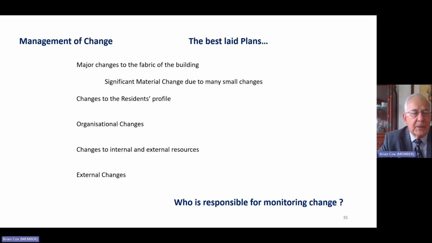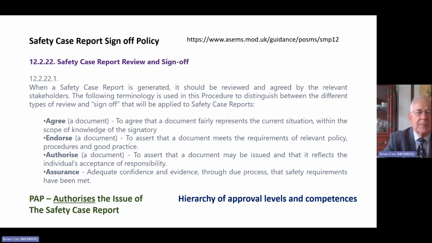And then we have to think about organizational changes. It might be that your organization joins together with another organization and the overall organization has different policies. There can be changes to internal and external resources, both in people and materials and so on. And there can be external changes due to government regulations or other reasons. So who is responsible in your organization for monitoring change? And this is something I put in for you to discuss. I think it's quite an interesting topic.